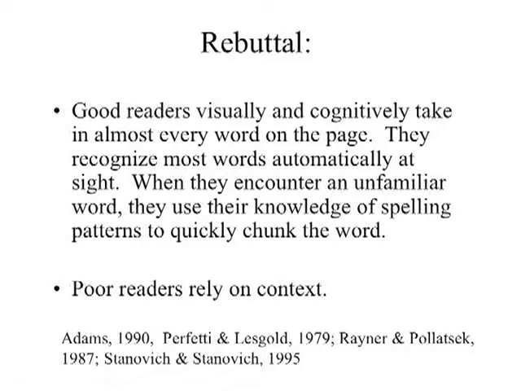What the research with the eye tracker and other various types of experimental conditions suggests is that good readers visually and cognitively take in almost every word on the page, okay? They recognize most words automatically at sight. And when they do encounter an unfamiliar word, they use their knowledge of other words and spelling patterns to quickly chunk the word and generate a pronunciation. Okay? And interestingly enough, it's actually poor readers who rely on context. You can take this one to the bank.